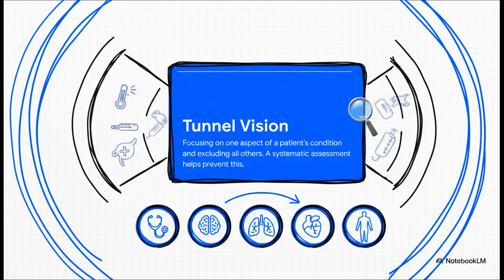You know, one of the biggest dangers in emergency medicine is something called tunnel vision. That's when you get so focused on one obvious problem, like the fever, that you completely miss the bigger, more dangerous issue, like his out-of-control diabetes. This 5-step assessment is the antidote. It forces you to pull back and see the whole patient, every single time.